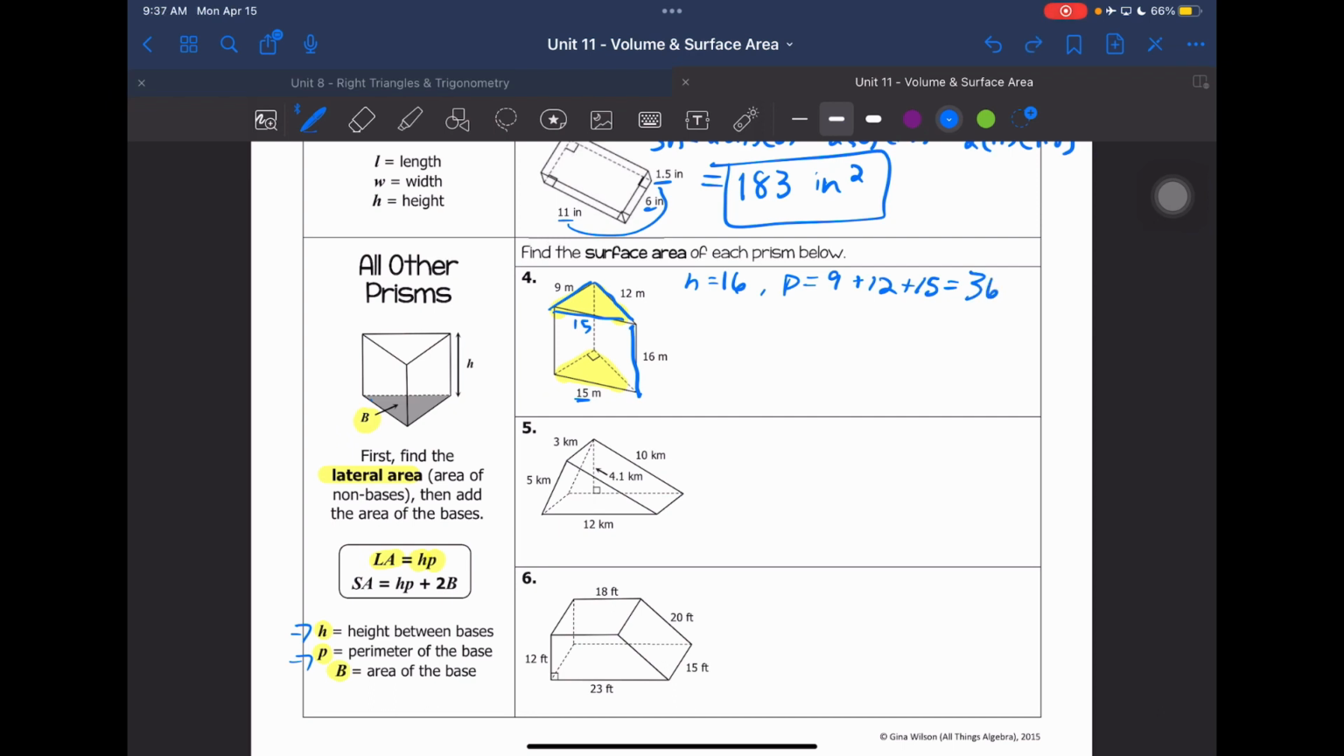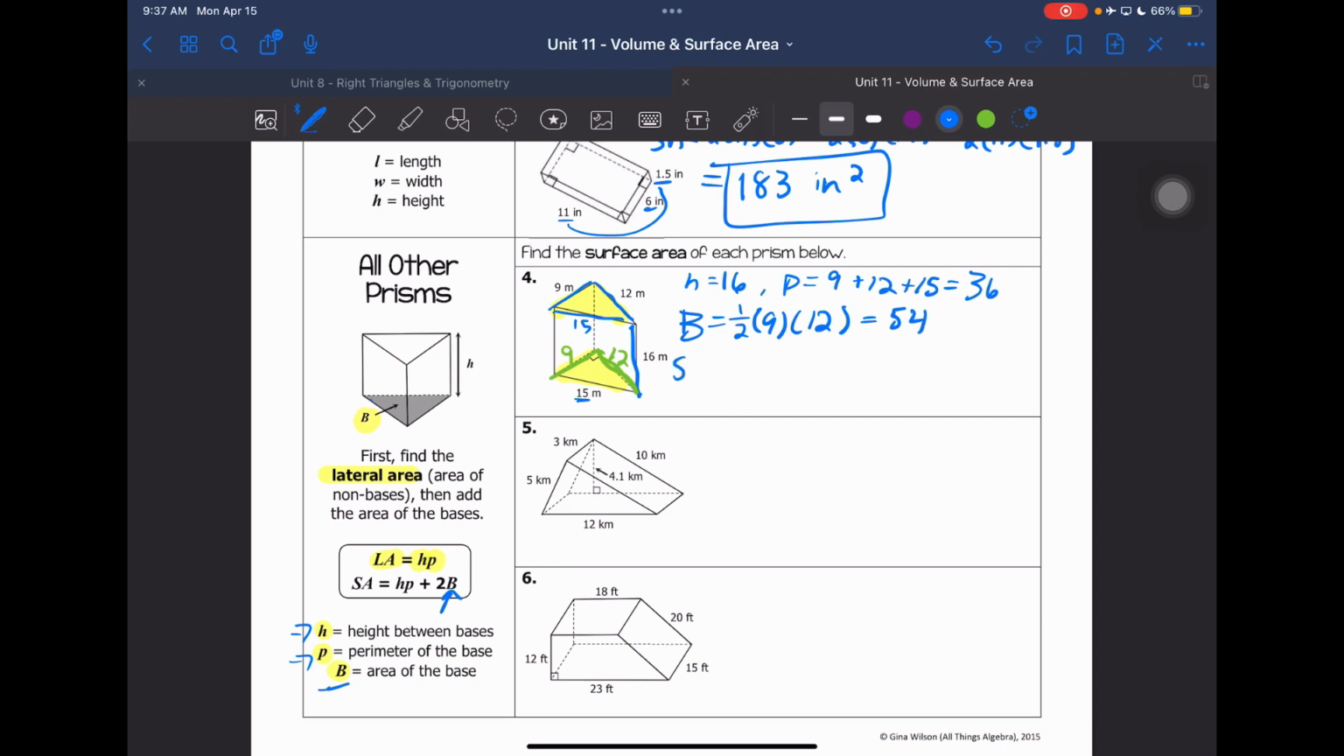So now let's focus on finding capital B, because we're going to use that in the formula. That's area of the base. Since our base is a triangle, I want to do 1/2 times base times height. And now we have to think about what is the base of this triangle. Well, remember, the base and the height have to be perpendicular to each other. So the base is 9 and the height is 12. So 1/2 times 9 times 12. When you type that into the calculator, we get 54.